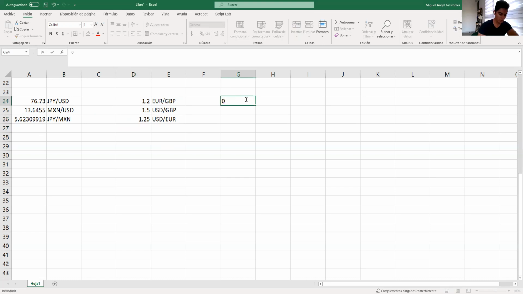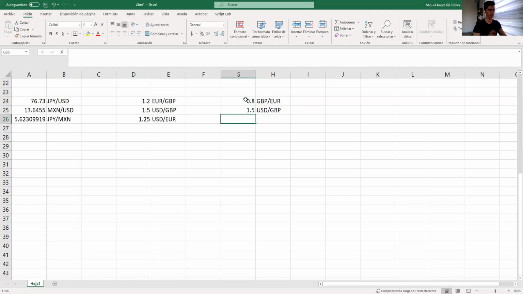Now another complication, 0.8. Let's stick with these numbers, right? I think it's easy. So 0.8 pounds over euro. And then I have $1.5 over pound. And I am asking you, what is the exchange rate of euros over dollar? So here it's a bit more difficult, right? Because I don't have the same denominator here and here. That's kind of sad. But don't worry, what can you do?